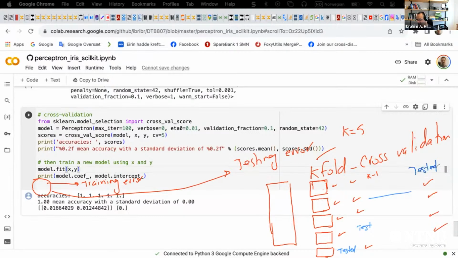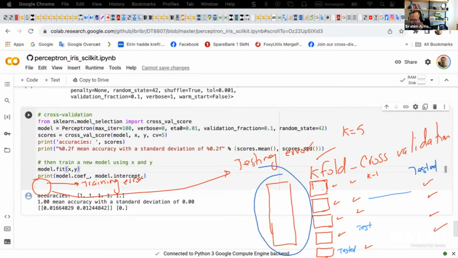So in this case, we will get 5 or k error values, k accuracies or k scores. We will take the average, and this average will be the average score of my model. And after that, I will go back again. I will use my model again, and I will train it using the whole data set.